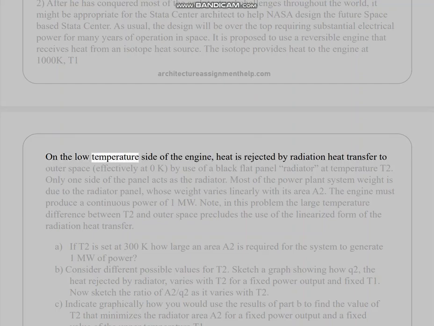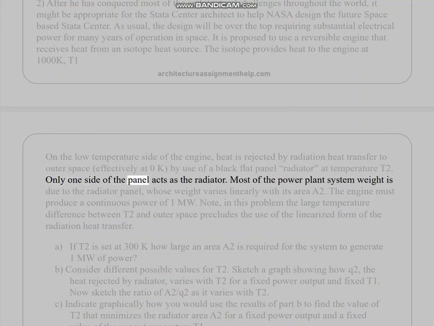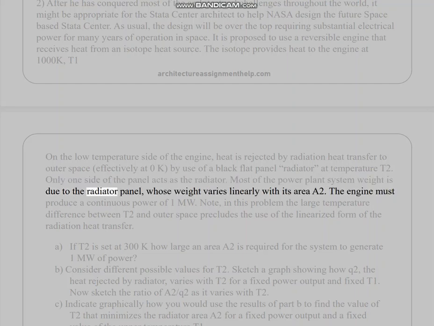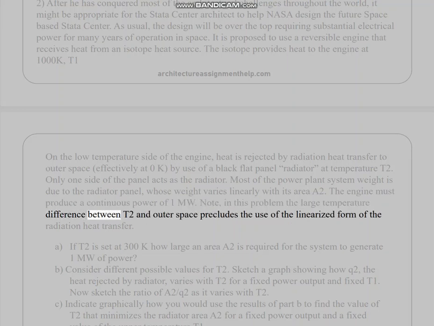On the low temperature side of the engine, heat is rejected by radiation heat transfer to outer space, effectively at 0 K, by use of a black flat panel radiator at temperature T2. Only one side of the panel acts as the radiator. Most of the power plant system weight is due to the radiator panel, whose weight varies linearly with its area A2. The engine must produce a continuous power of 1 megawatt. Note, in this problem the large temperature difference between T2 and outer space precludes the use of the linearized form of the radiation heat transfer.